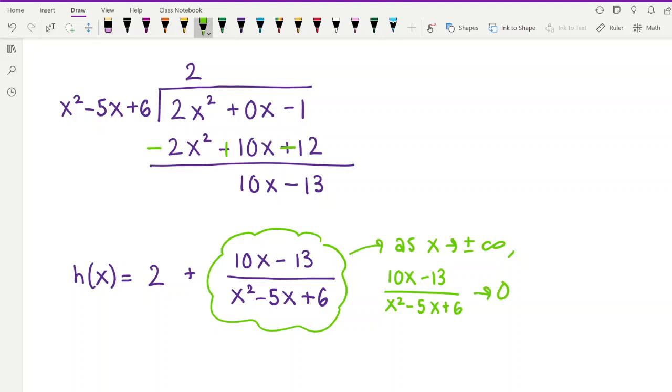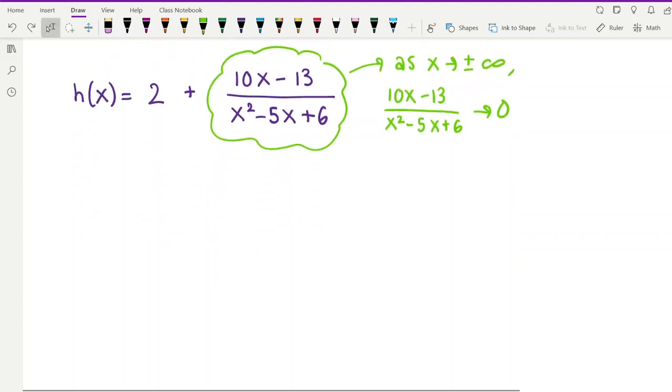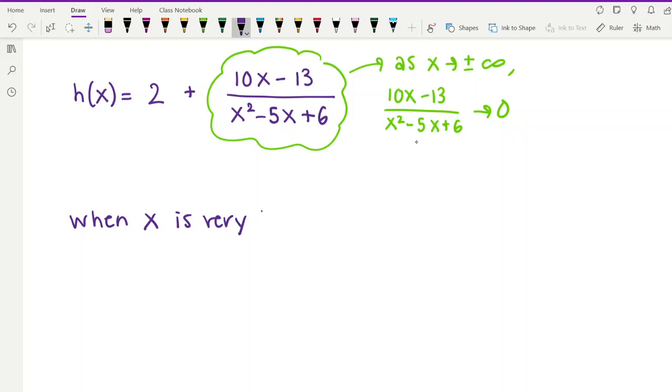Because even though this time the numerator does have an x in it, well, the denominator has x squared. So the denominator is going to get bigger and bigger compared to the numerator, and eventually this expression will get towards 0. And so what this tells us is that when x is very large or very small, the function h of x is basically just equal to 2, right? It's equal to 2 plus this other thing that is getting closer and closer to 0.